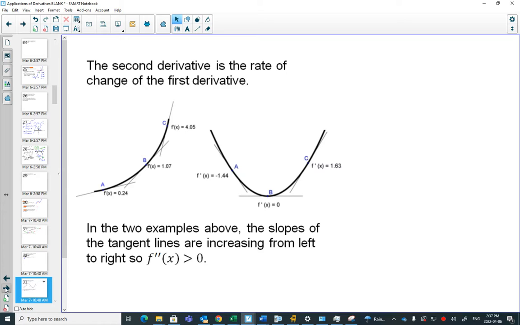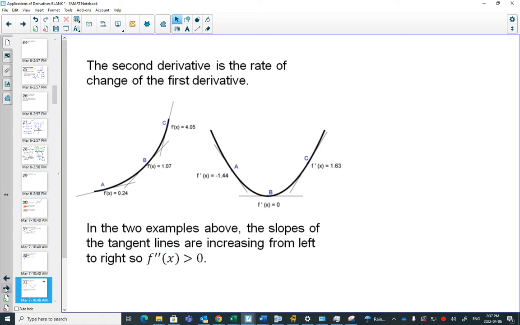So if you look at these two graphs that are both concave up, what's happening to the tangent lines? The tangent lines are changing. The tangent lines are increasing. They're getting steeper. As you go from left to right on something that's concave up, your derivative is increasing. So if your derivative is increasing, then you have something that is concave up. Okay?